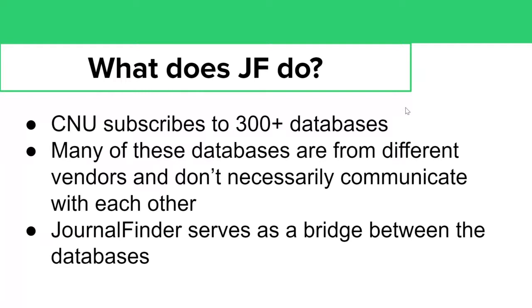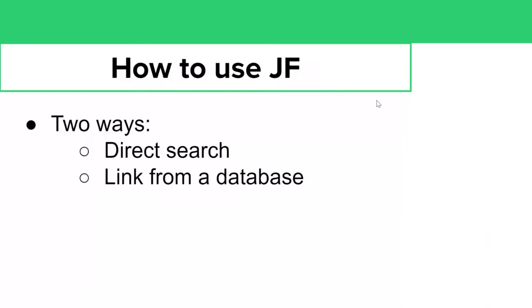And the databases, they don't necessarily communicate with each other. They're produced by different vendors. They don't have the kind of incentive to communicate with each other. And sometimes when you're searching in one database, there's an article that you'd like to find, it's not there, but it could be at a different database that we also subscribe to. And you may never know that if it wasn't for Journal Finder. So that's where Journal Finder comes in handy. It kind of serves as the bridge between the databases, is the way I like to think about it.